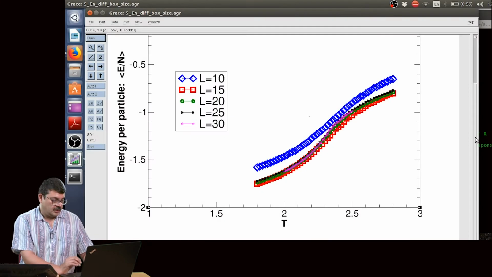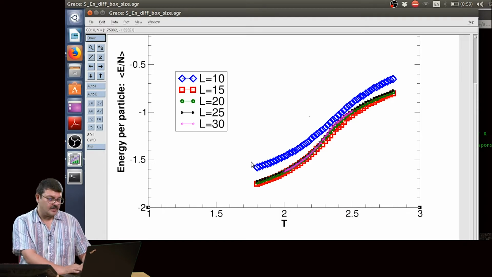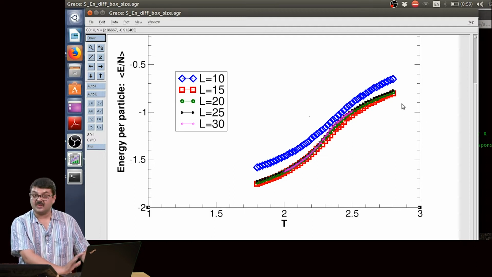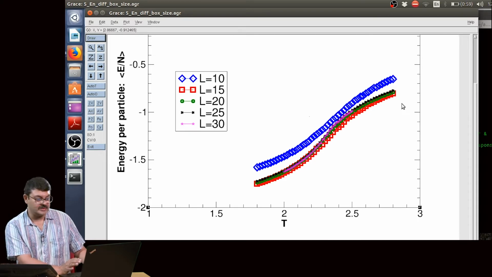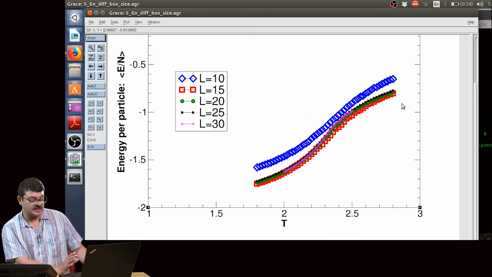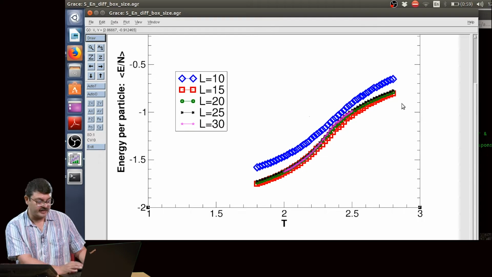But before we discuss the Binder cumulant, I want to discuss some other stuff as well. Okay, so here what I have done is plotted the energy versus temperature for different box sizes, and it is all over 1 lakh iterations only. So, at each temperature the averaging is over only 1 lakh iterations.